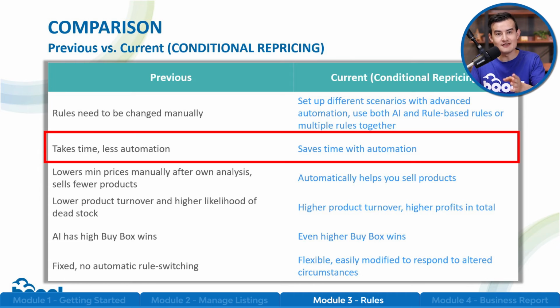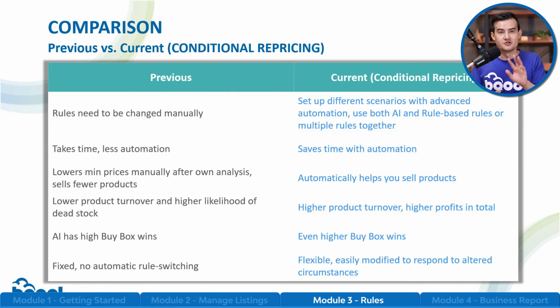Second, you can save more time with advanced automation. Previously, you would need to increase or lower your min price by yourself. Now you can do it automatically based on your sales. Third, you can use multiple AI rules on one listing, all automated. You could also mix and match both rule-based and AI rules.